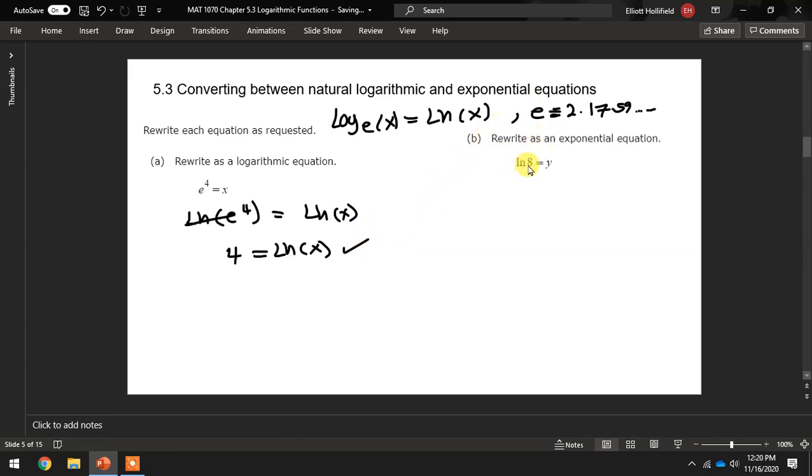Here we have the natural log of 8 is equal to y, so let's take e as the base on both sides. So e to the natural log of 8 just becomes 8. The right-hand side is e raised to the y power.